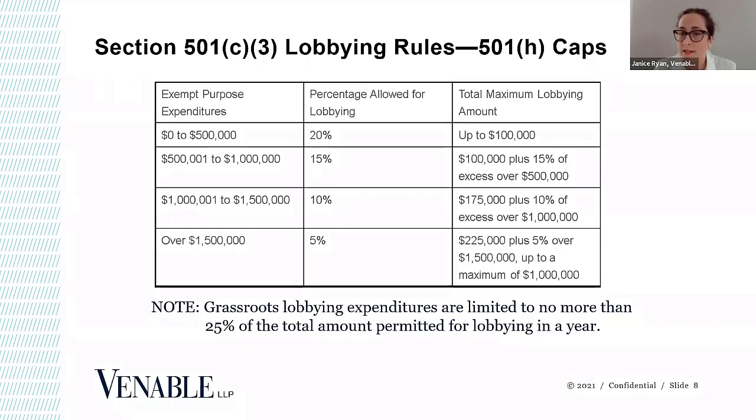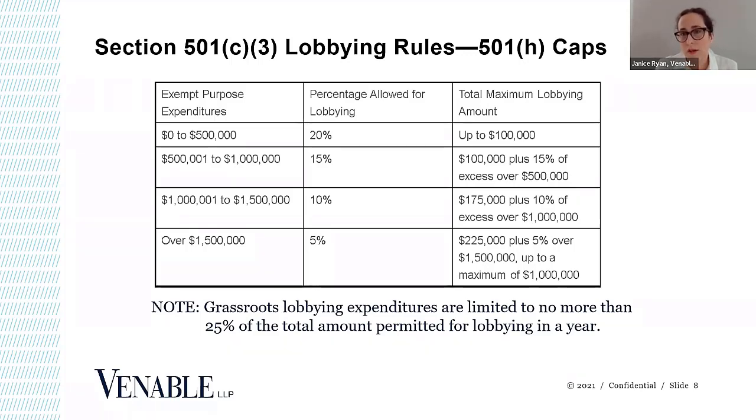So for many organizations, the 501(h) election makes a lot of sense. If you are an organization, however, that has exempt purpose expenditures greater than $17 million, the 501(h) election may not be the right choice for you because you would otherwise be subject to a hard $1 million cap in the amount of lobbying expenditures you could undertake in a given year. And for very large organizations, you may be able to do considerably more lobbying under the no substantial part test.